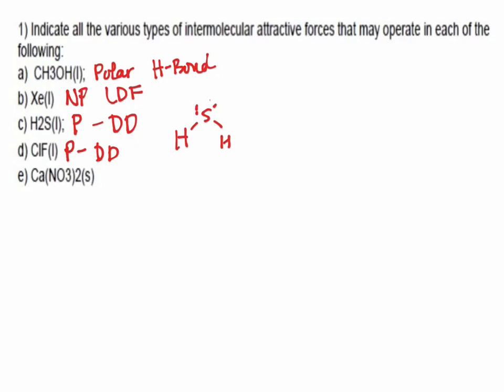And lastly, calcium nitrate. What's going on here? That is a salt. Good. So what type of bond is it? What's the bond between it? Ionic. And any ionic bond is being held together by what? It's not an intermolecular force. It is lattice energy.